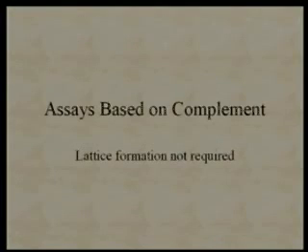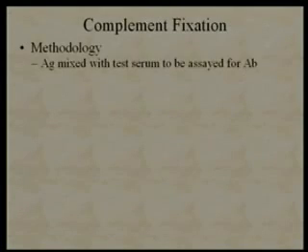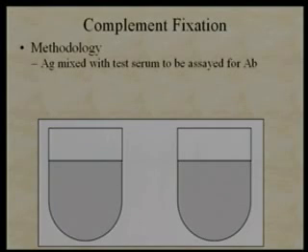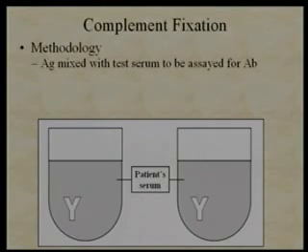Okay, complement fixation test. Again, this is a test that does not require lattice formation, okay? But what you do in a complement fixation test is you set up two tubes, basically. What you're trying to do is assay for antibody. That's the most common way of doing it, so that's the way I'm going to describe it. So we're going to try to measure if there's antibody there. So we put some of the patient's serum into two tubes. One of the tubes gets antigen, but the other one does not. That is the antigen that the antibody is directed against.